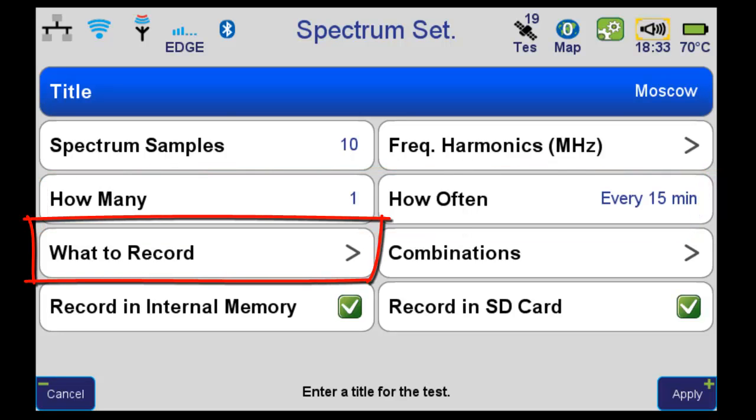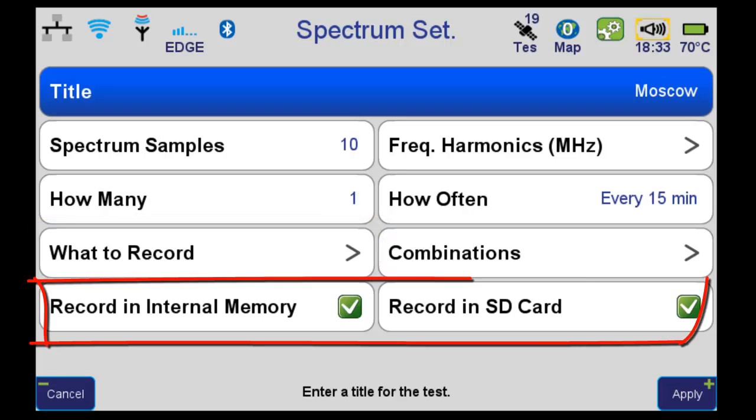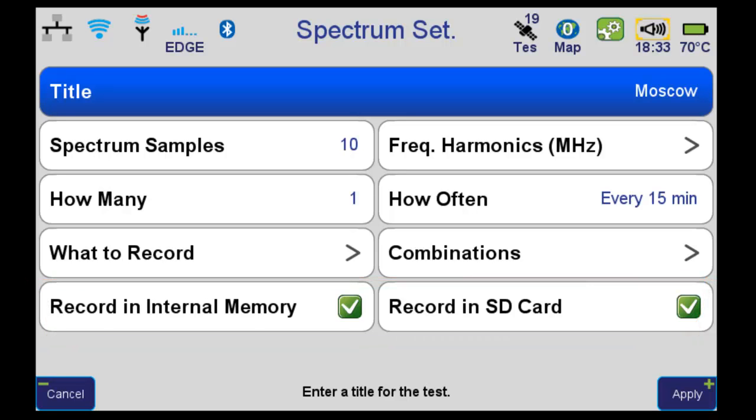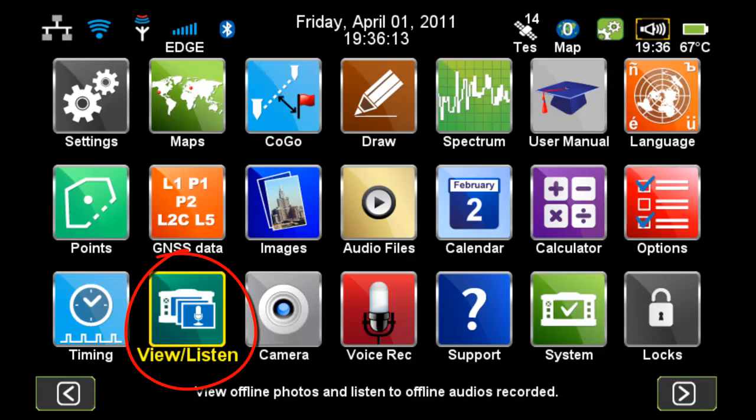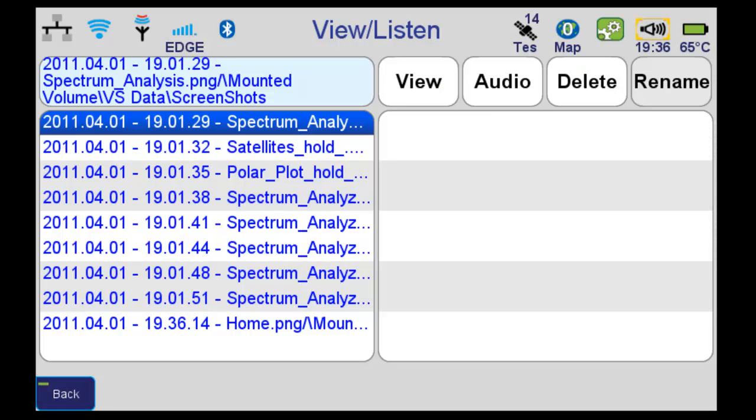What to record gives you control of which bands you want to monitor. You can also specify where you want the spectrums to be recorded, in SD card or in internal memory. You have much more space in SD card than in internal memory. Click Start to record your spectrum. Then click Spectrum to see the spectrum screens of last recordings, and click Satellites to see satellites signal screen of the last recording. You can view all previous recordings by clicking the View Listen button of the home page and selecting screenshots that you want to view.